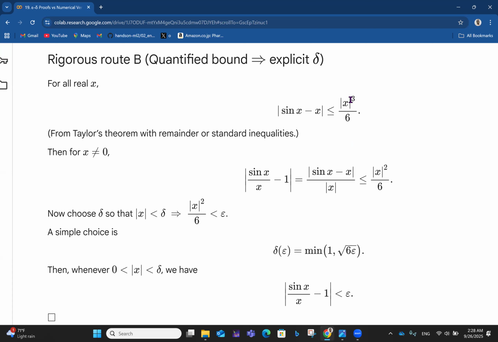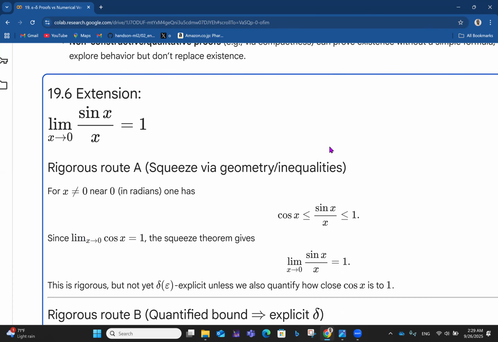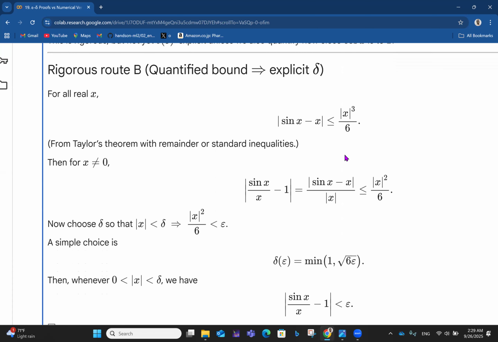the absolute value of x cubed all over 6. So the absolute value of sine x minus x. What's basically happening here is that it's f of x minus the limit. But then this is just sine x minus x, talking about a quantified bound, and that is less than the absolute value of x raised to power 3 over 6. And that is from Taylor's theorem with remainder or standard inequalities.